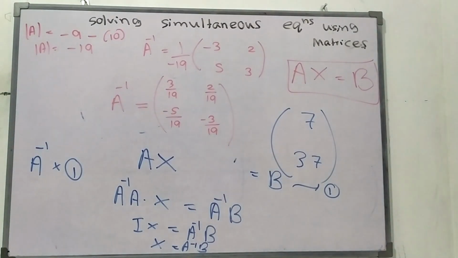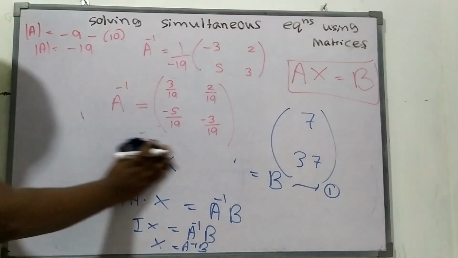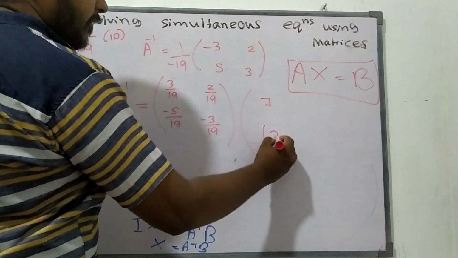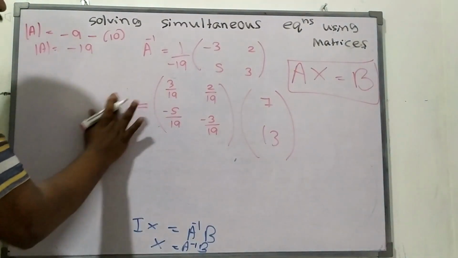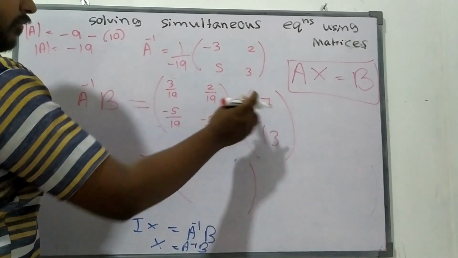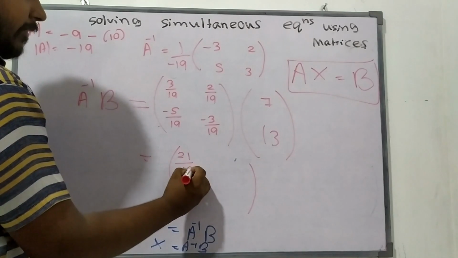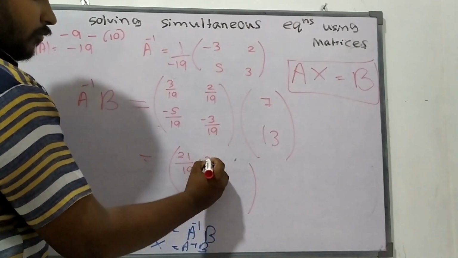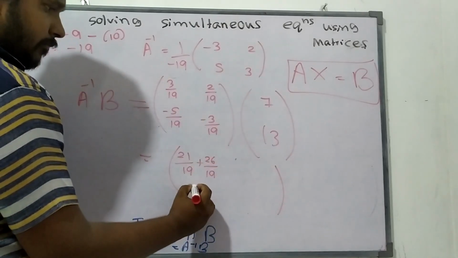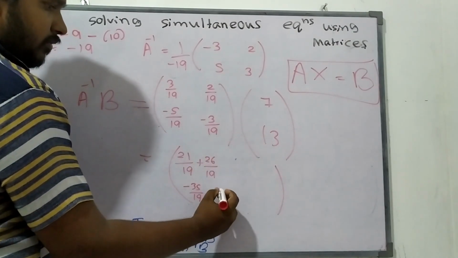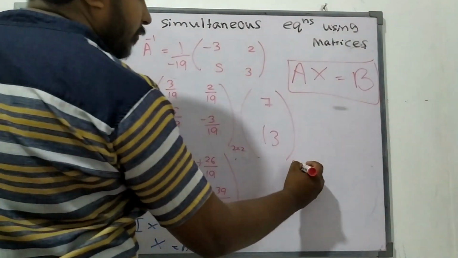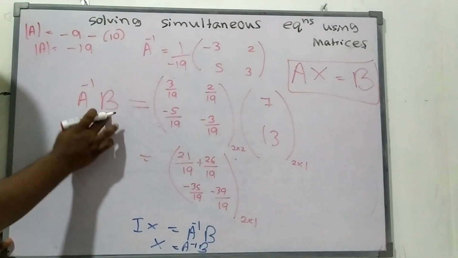This is A inverse, right? So you just need to multiply A inverse by B. So B, 7 into 13, A inverse into B. So it's corresponding order. 21 over 19 plus 26 over 90. Thirty-five over 19, 39 over 19. This is 2 by 2, 2 by 1, the answer is 2 by 1. This is our X matrix.